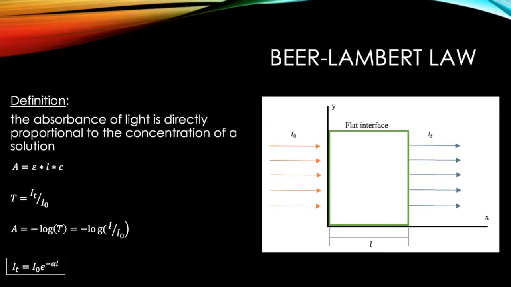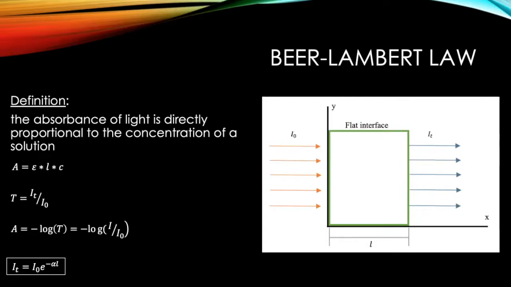A is absorbance, epsilon is molar absorptivity, L is the path length difference of the sample, and C is the concentration of the solution. Furthermore, the transmittance, written as T, is the measure of the incident intensity of light before it passes through the solution, I0, over the outcoming intensity, IT, as seen in the second equation.